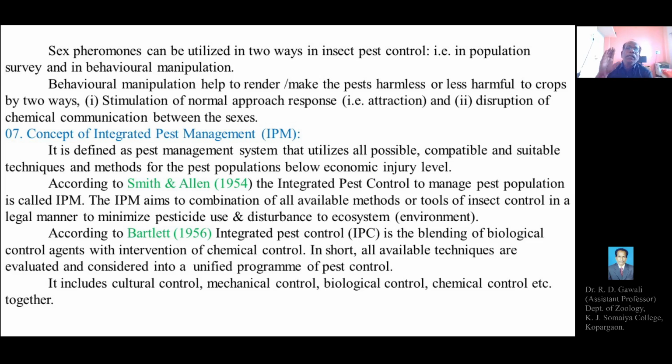So for this purpose, integrated pest management or the integrated pest control method means one can use or employ several possible methods of pest control at a time. And this includes cultural control, mechanical control, biological control, or chemical control. So, almost all control measures can be employed at a time, so that the pest population can be managed or controlled below economic injury level.